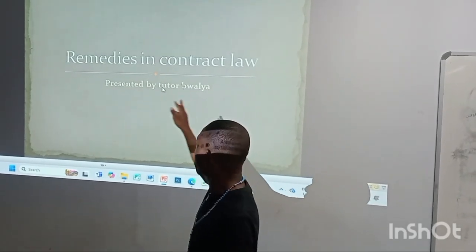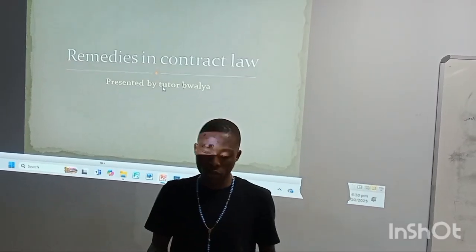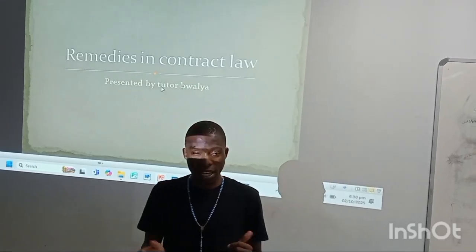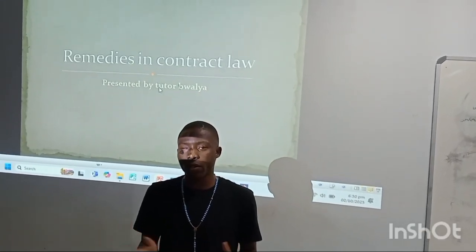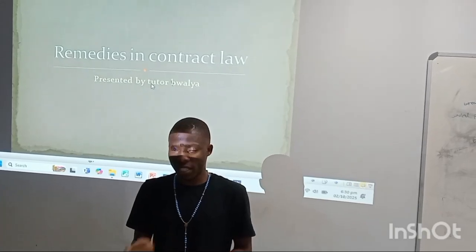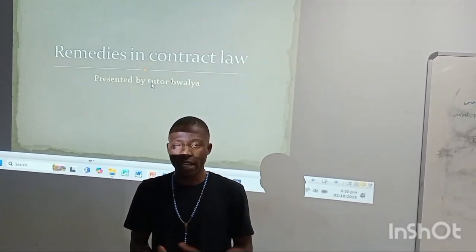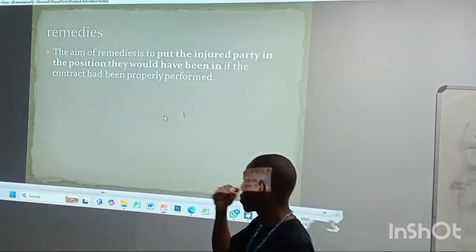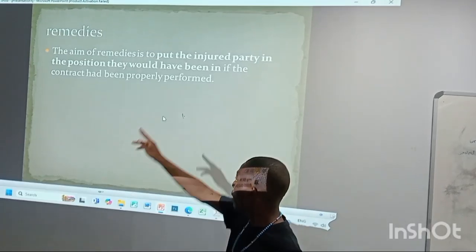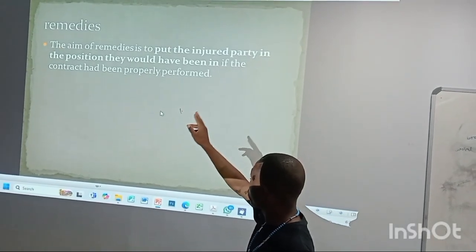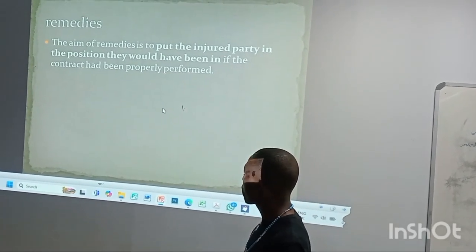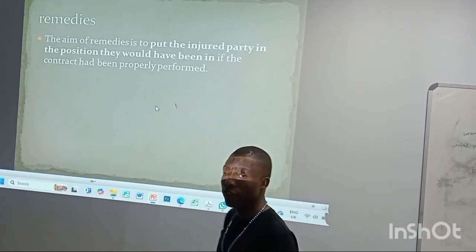In this episode, I'm going to conclude the law of contract with the remedies that are in contract. Last time when I posted a video, I was talking about vitiating factors, and I concluded vitiating factors. Now, what are the remedies in contract? The aim is to put the injured party in the position they would have been in if the contract had been properly formed.